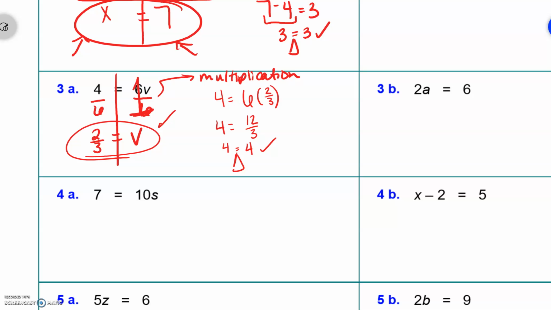And I used the division property of equality. Sorry, I want you to write the property that you use as well today on your assignment. So I want you to write the property. I want you to do the check step. And also circle your answer.